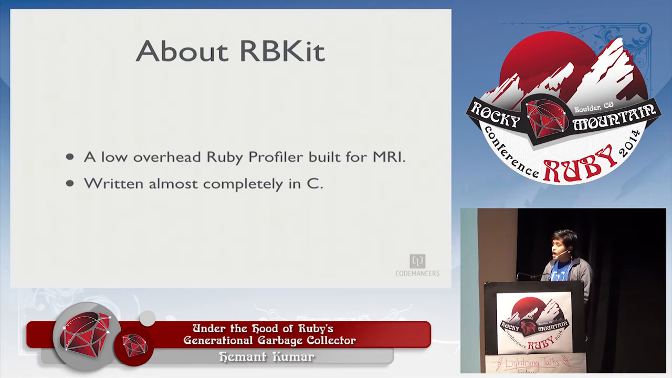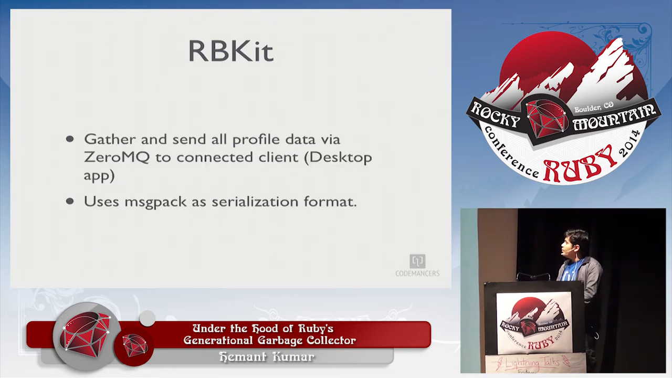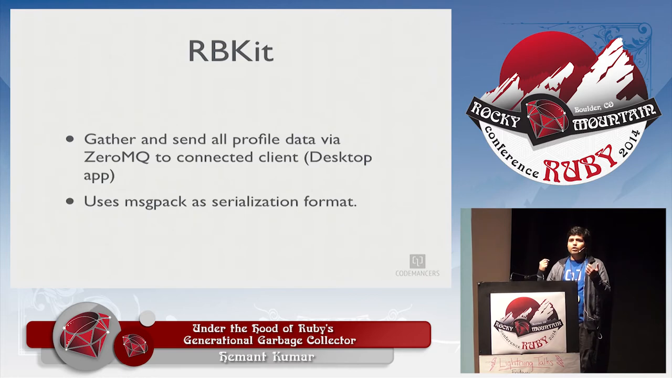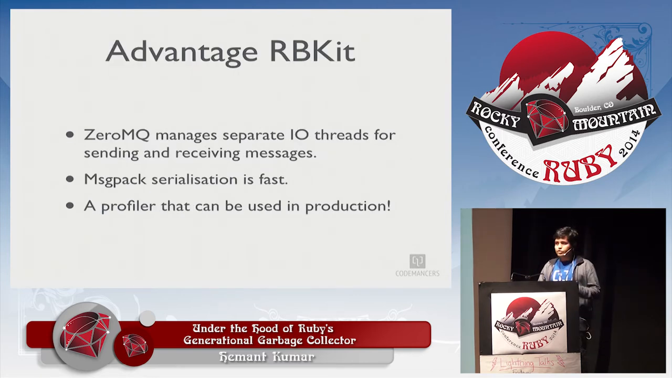So what is RBKit? RBKit is a low-overhead Ruby profiler built for MRI, written almost completely in C. It has two parts: a desktop application and a Ruby gem. What is great about RBKit is that the Ruby gem doesn't do much other than gathering the data: this object has been deleted, this object has been created, this object holds references to this object. It doesn't do anything else. It sends all the data via ZeroMQ to the desktop client, using MessagePack in C as the serialization format. It's just real fast. The great thing about ZeroMQ is that it has its own IO threads, so when we send the data, we are not going to block the Ruby thread or Ruby processing. I can send a million messages, and it's just going to work. So the beauty is a profiler that can be used in production.